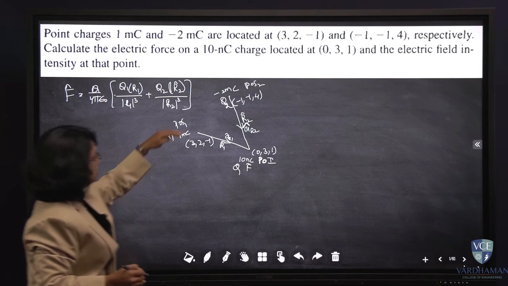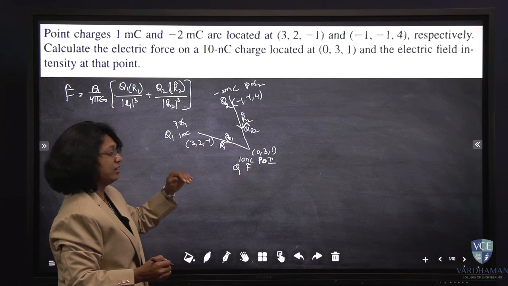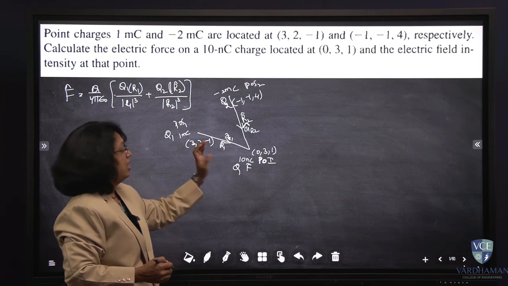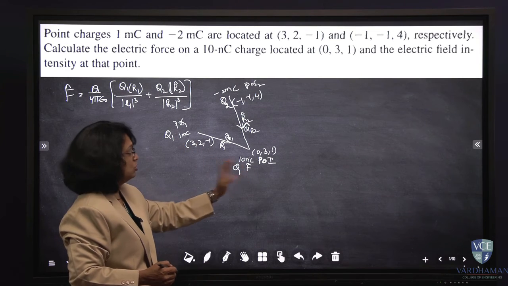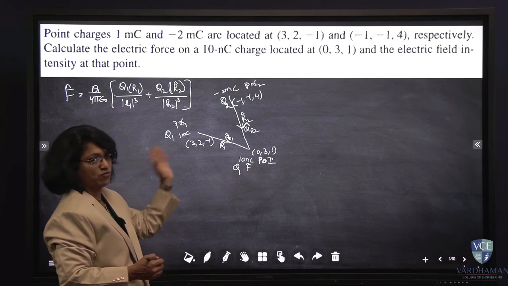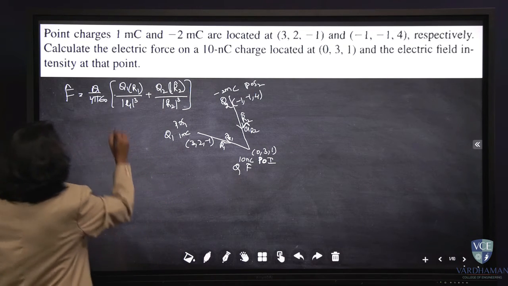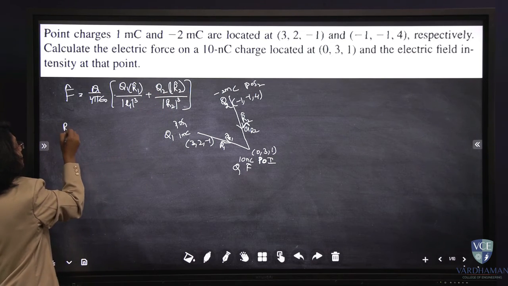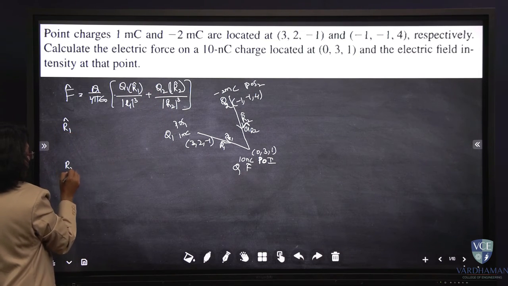If this is the direction of the vector, then how do we calculate the distance between these 2 points? This is x1, this is x2, so it is x2 minus x1. That means POI minus POS always. So now here we need to calculate the distance vectors R1 and R2.